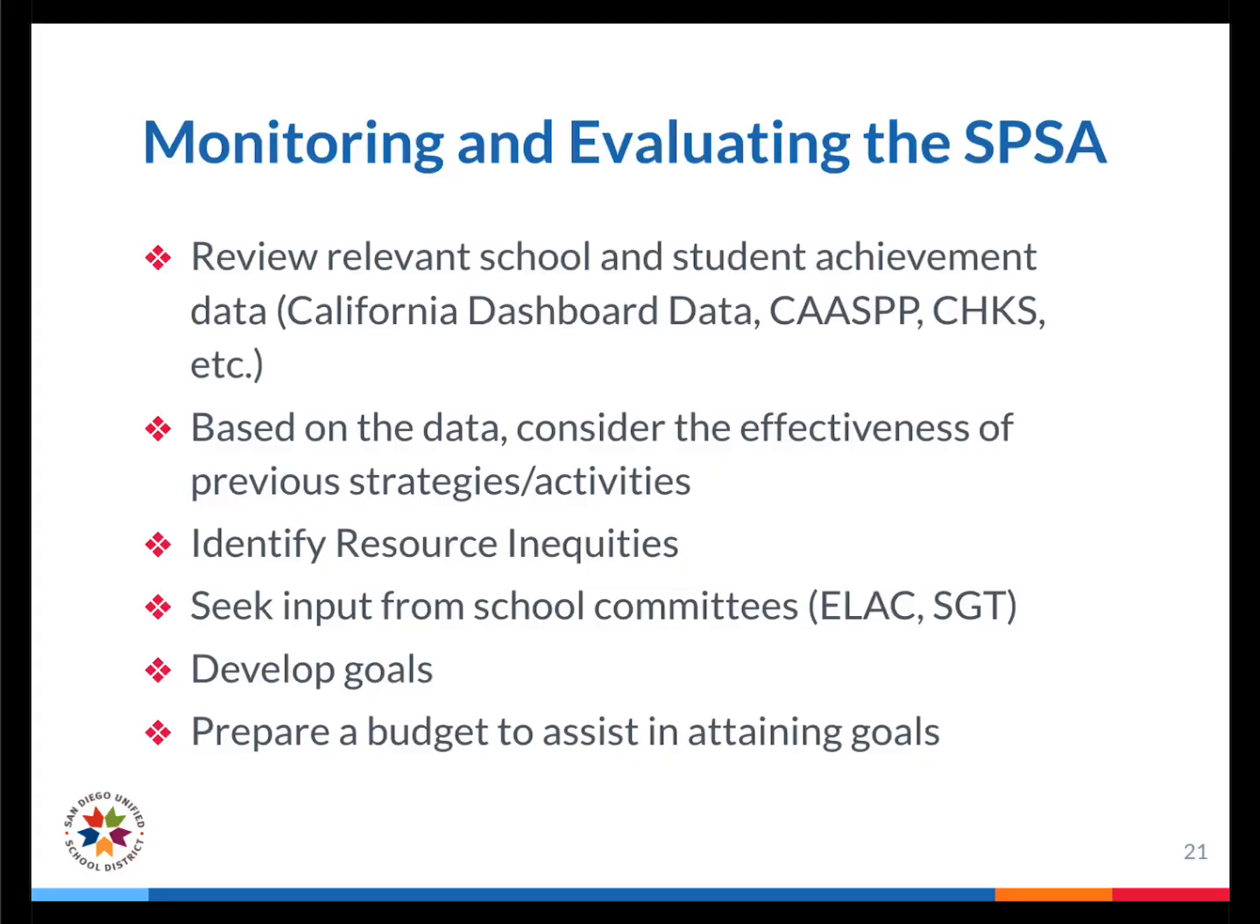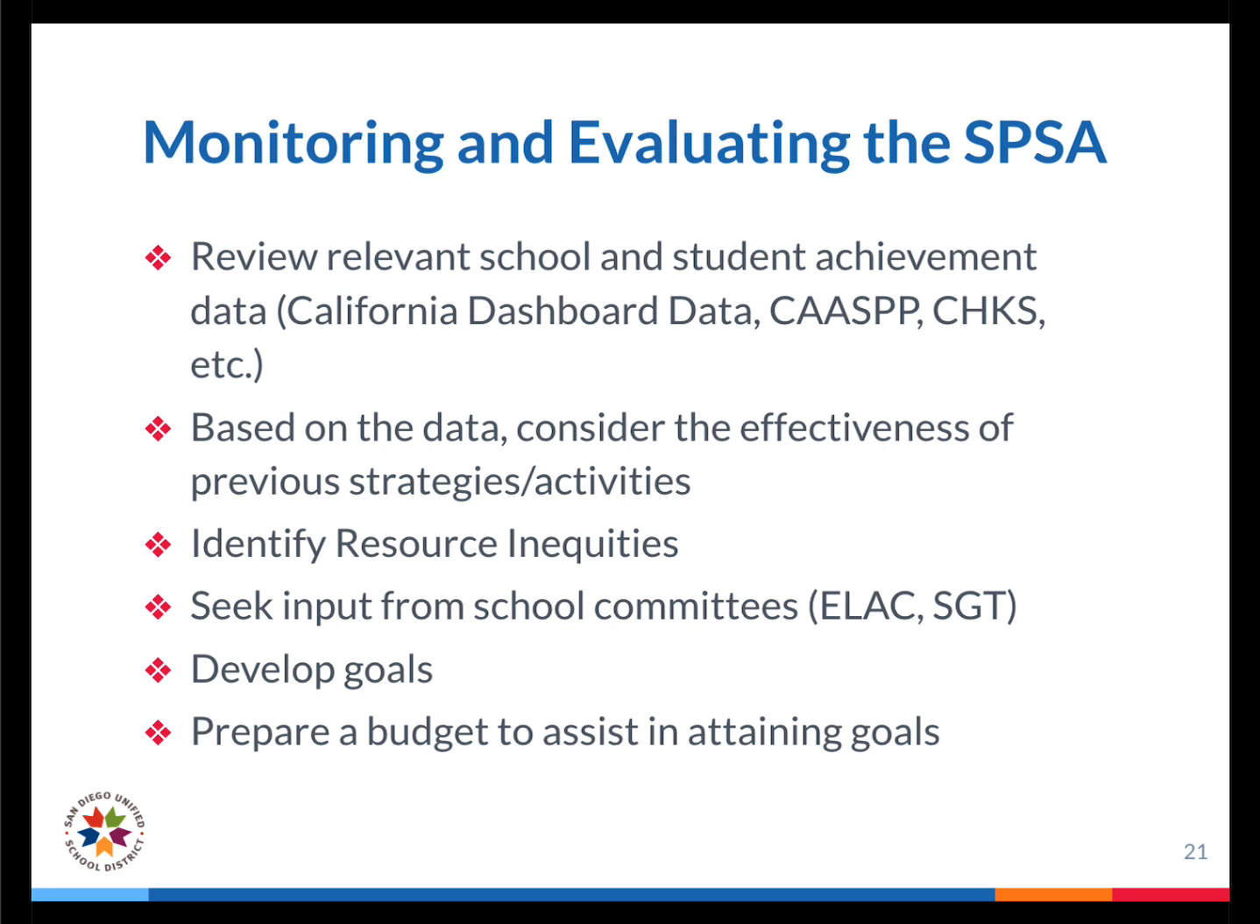The SPSA is a key document that is reviewed and updated on a yearly basis by the SSC. The SSC should review relevant school and student achievement data using resources such as the California Dashboard, CAASPP assessments, and the California Healthy Kids Survey, as well as any local data such as FAST, DEMI, Social Emotional Learning Scales, and end of course exams. Based on the data, consider the effectiveness of previously attempted strategies and activities. The school should identify resource inequities that have an impact on the data.